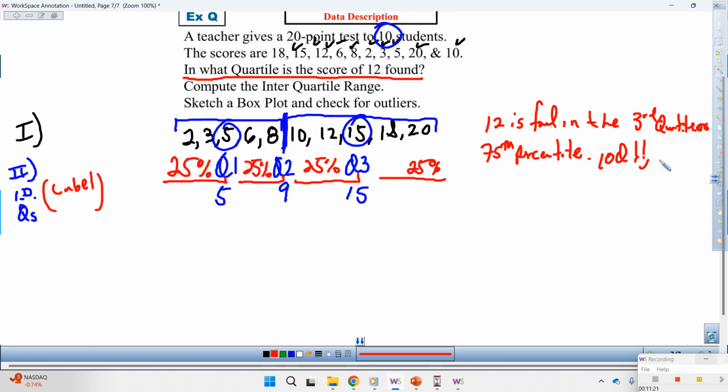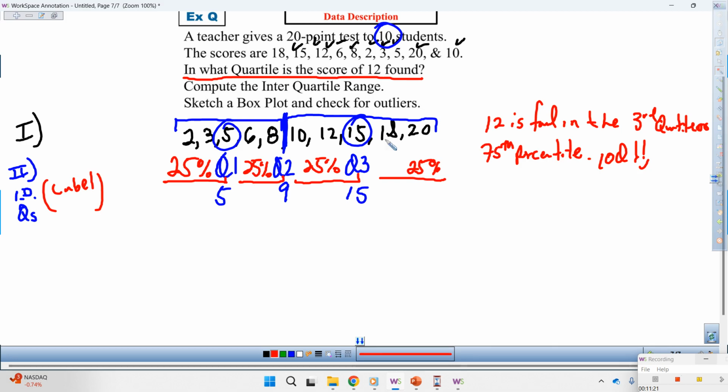Once again, what was the process? Ascending order. Step 2, identify the Q's first and then label the quartiles by percent. 4 quartiles, 4 quarters, 25, 25, 25, 25, and then just identify the number where it falls.